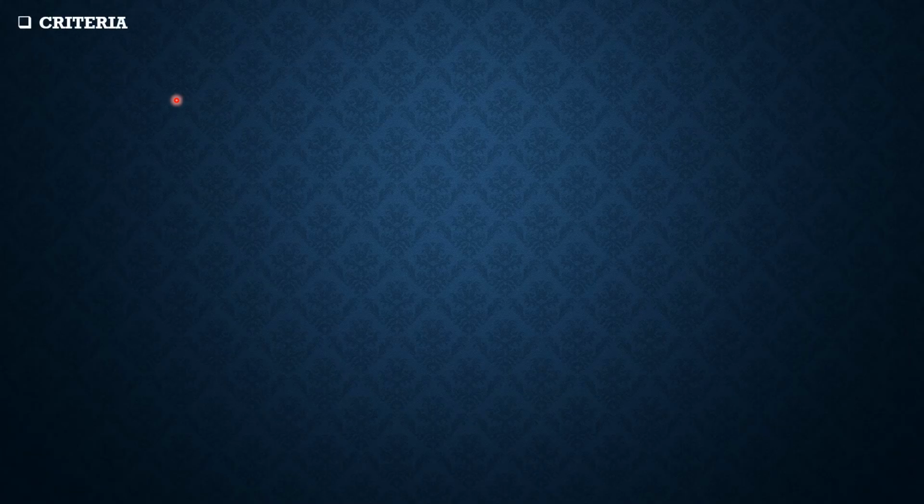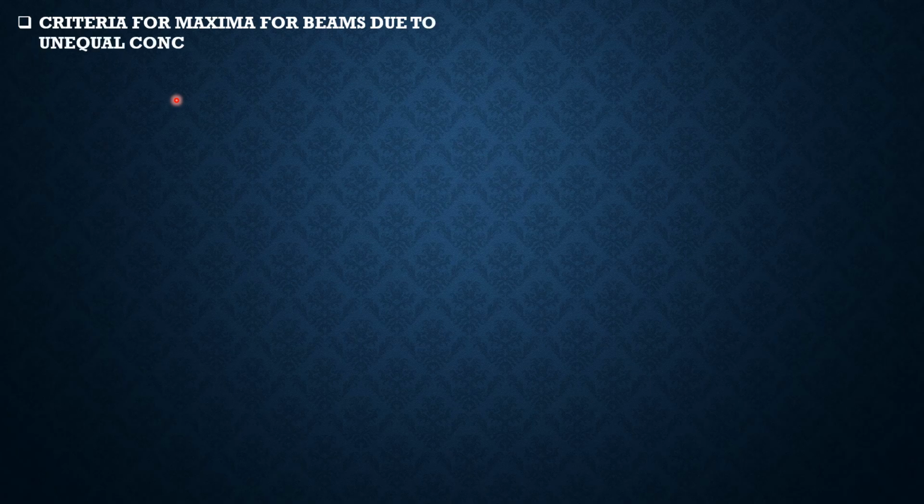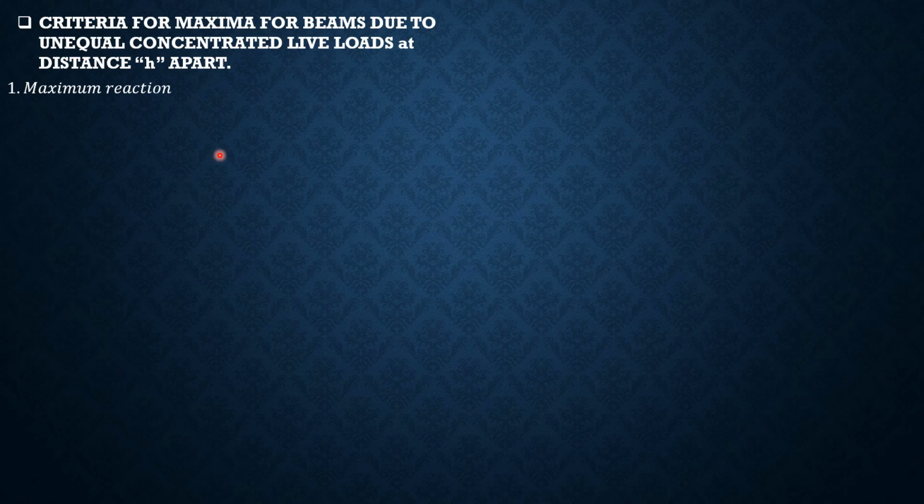So here we go. This is about criteria for maxima for beams due to unequal concentrated live loads at distance h apart. Actually, I already discussed this, and this was also discussed in the mechanics of materials. So let's have it again here. The idea is for maximum reaction, put the heavier load over the support and the lighter load on the span to maximize the reaction as shown. And we base it also on the influence lines.